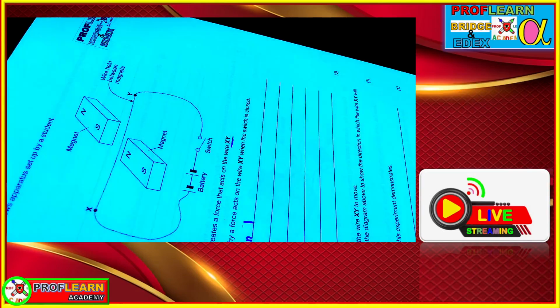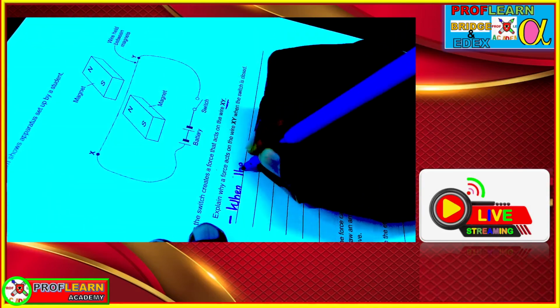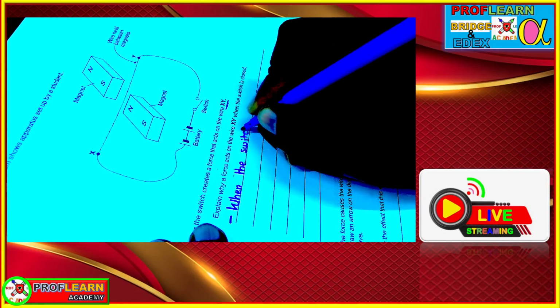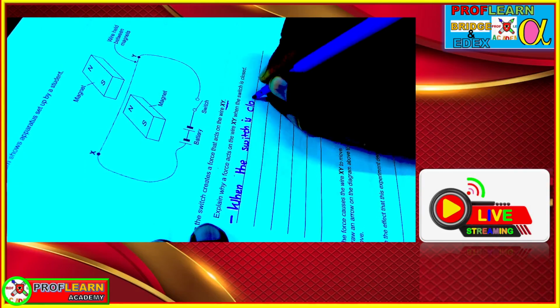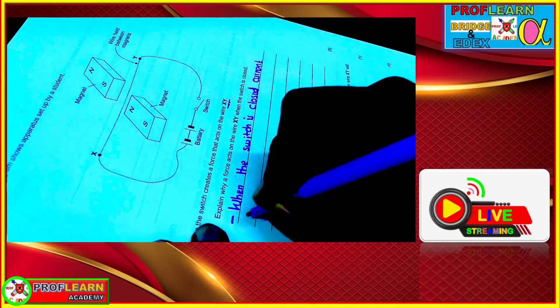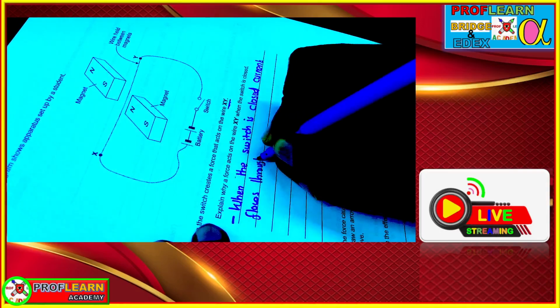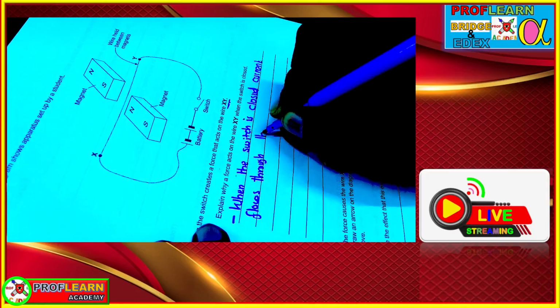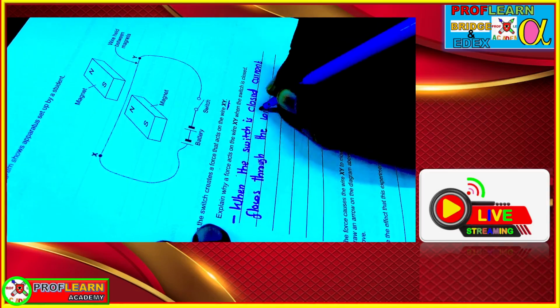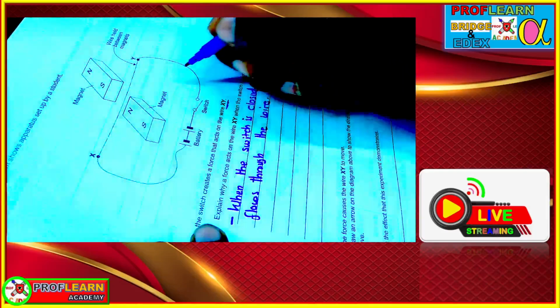Let me see whether you can see whatever I'm writing. When the switch is closed, current flows through the wire. When the switch is closed, that's when there will be current between X and Y.